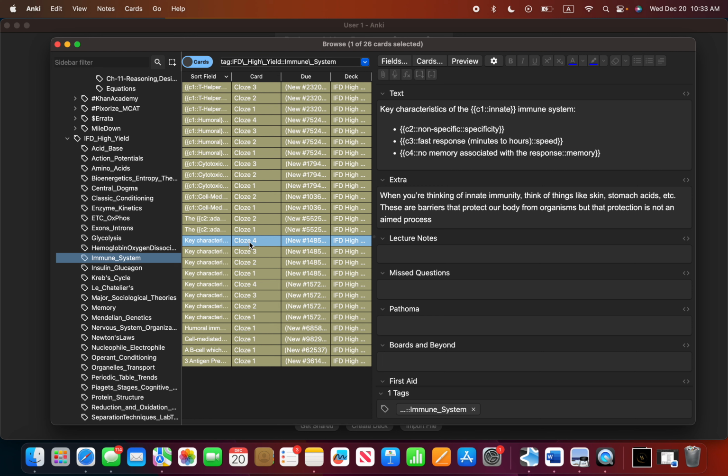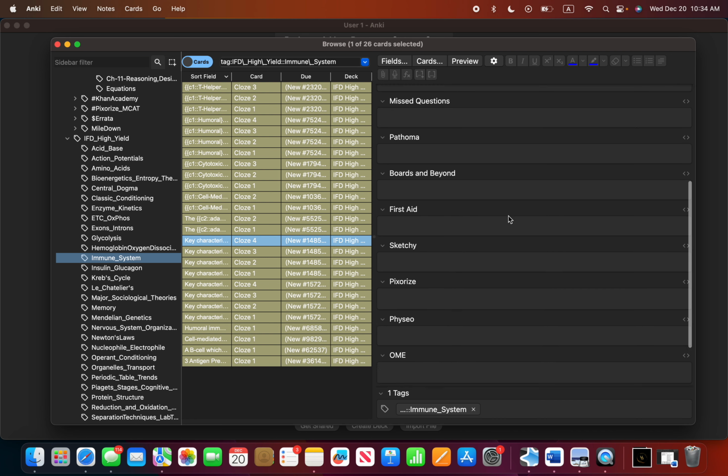And then we have the key characteristics of the innate immune system: non-specific versus specific. We have fast response, minutes to hours, with regards to speed. No memory associated with the response. When you're thinking of innate immunity, think of things like skin, stomach acid, etc. These are barriers that protect our body from organisms, but that protection is not an aimed process.